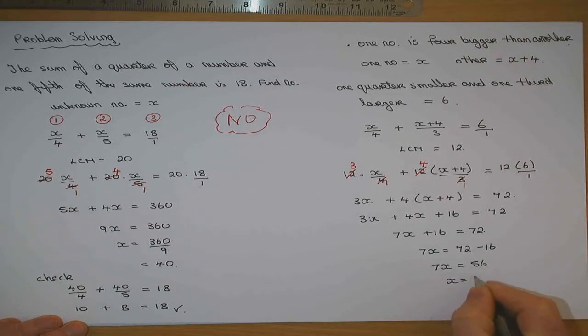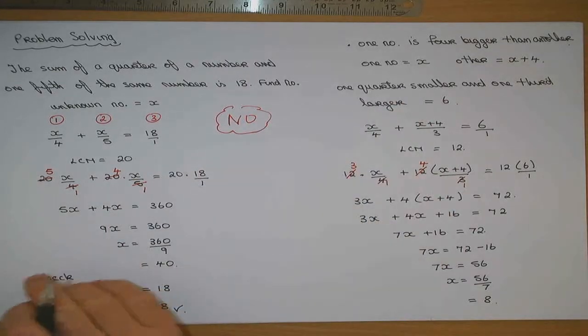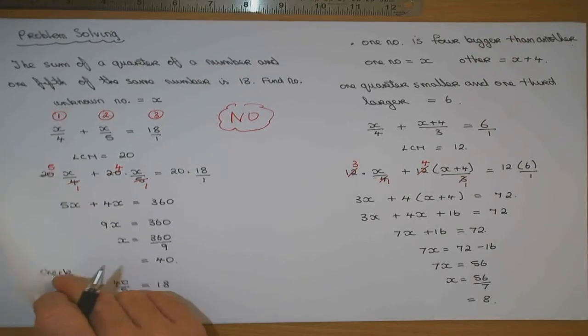X is equal to 56. 7 is a multiplier. What's it become? 7, 8. And again, you could go back and check. So I've turned the story into a mathematical equation. Once you get it into the equation, then you know how to solve. So let's take 2 more of these.